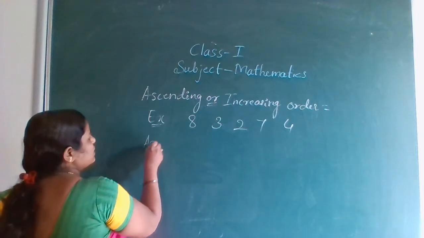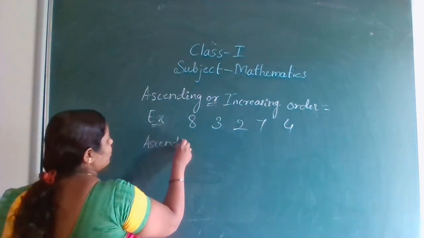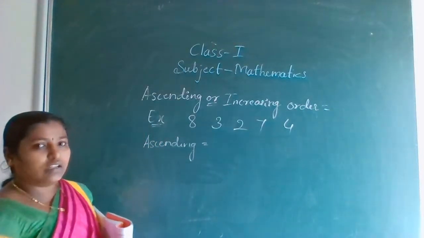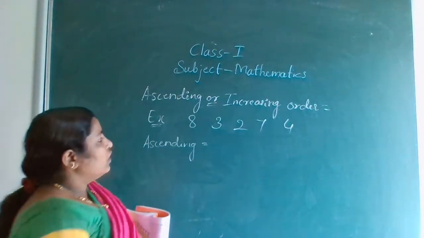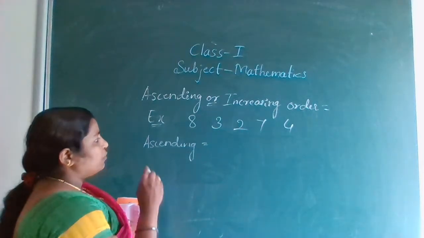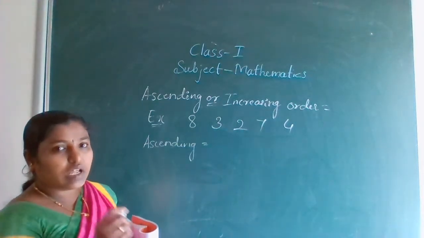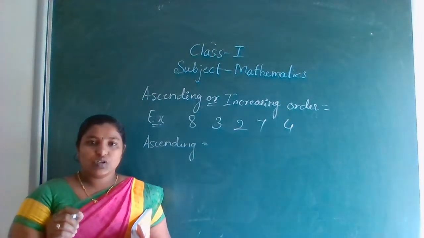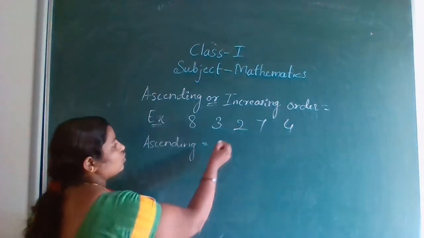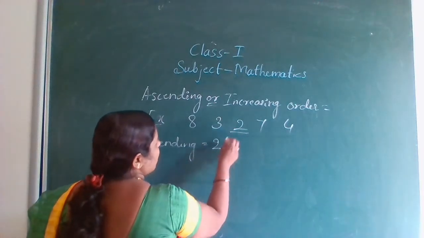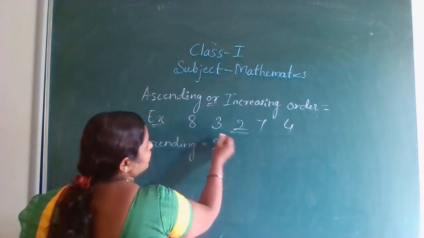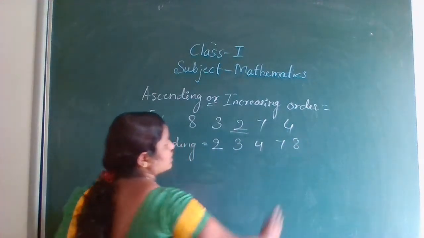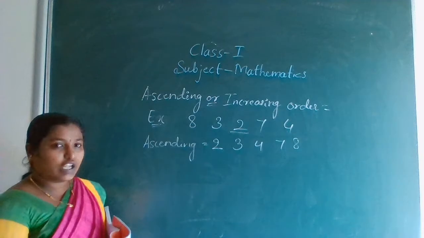So write these numbers in ascending order means you should compare the numbers from 1 to 9 and then identify the biggest and the smallest number. Ascending means, as I told you, first you should write the smallest number. Now 2 is the smallest. After 2, which is a little bigger, 3, and then 4, 7, 8. This is known as ascending order.